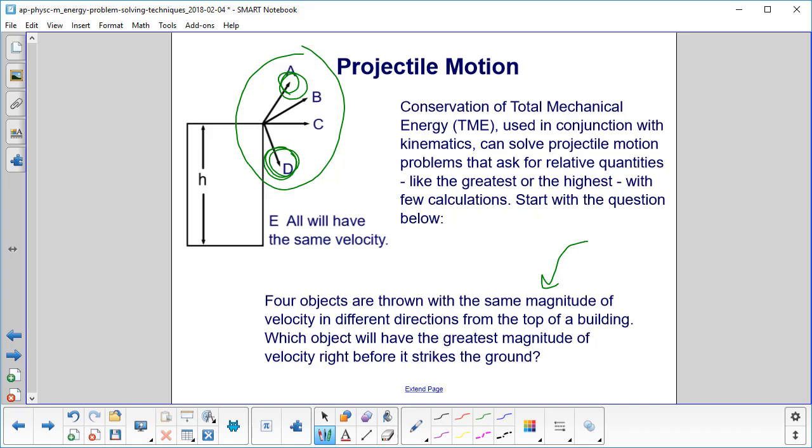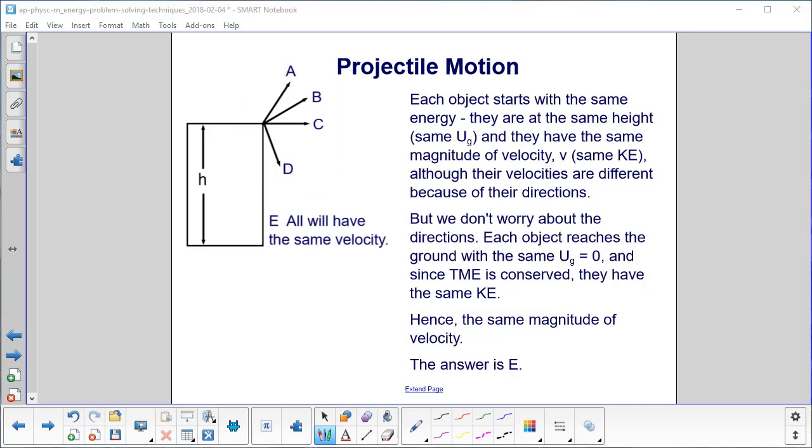First question, which object will have the greatest magnitude of velocity right before it strikes the ground? If you haven't thought about the answer, please backtrack because we're going to give you the answer on this slide here. We know that each object starts with the same energy.